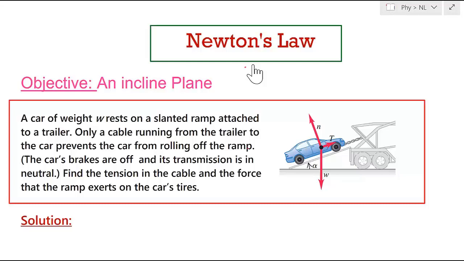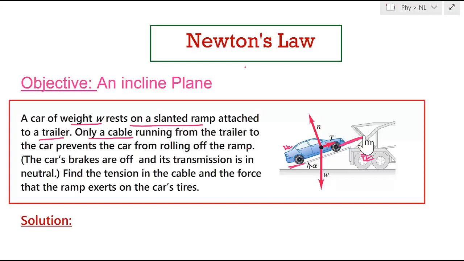This problem says a car of weight W rests on a slanted ramp attached to a trailer. So this is the trailer, this is the car and this is the ramp. The car is resting on this ramp and is attached to the trailer by a cable. Only a cable running from the trailer to the car prevents the car from rolling off the ramp. So all the force is taken by this cable only. There is no other force acting in this system.